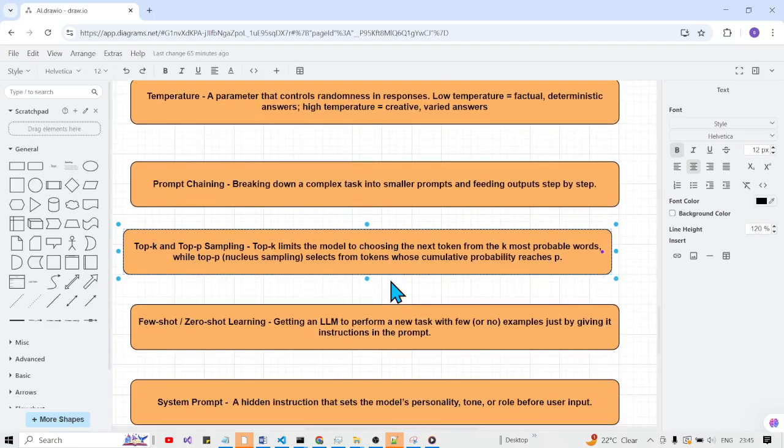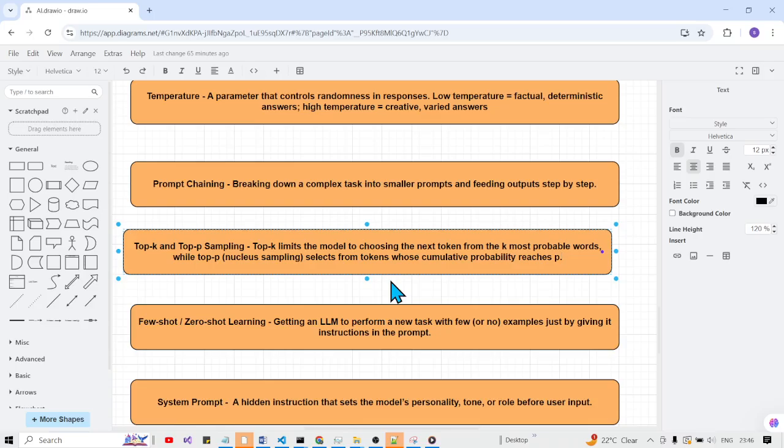Another concept is top K and top P sampling. These are sampling methods basically used to generate text creatively while avoiding nonsense. Top K chooses the next token from the top K most probable words, while top P selects tokens whose cumulative probability reaches P. Together, they make responses both coherent and diverse. They're essential for controlling text generation.